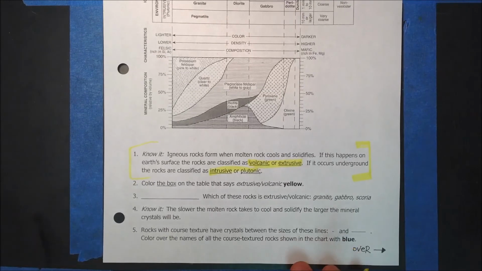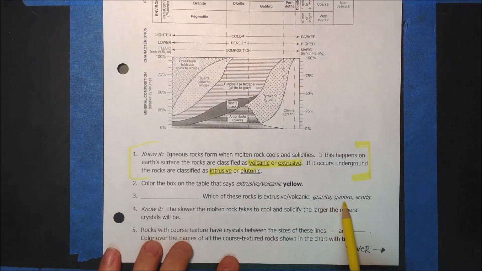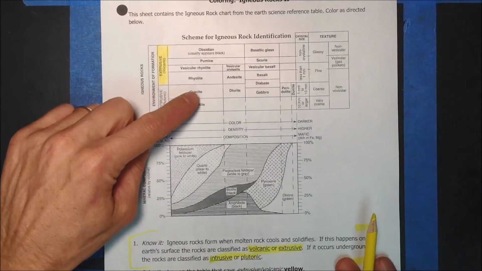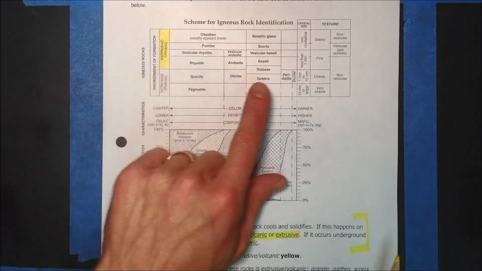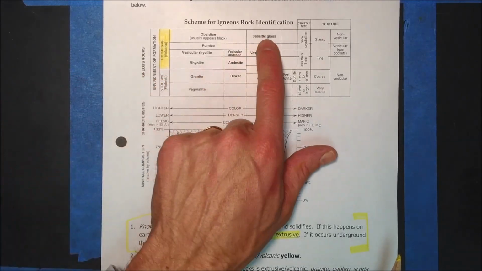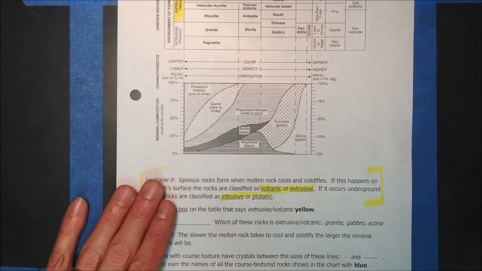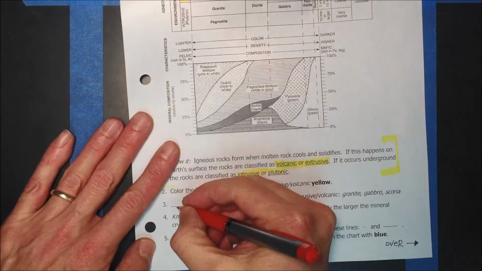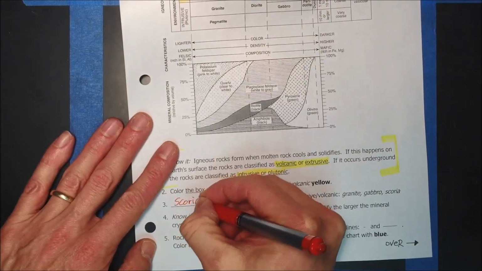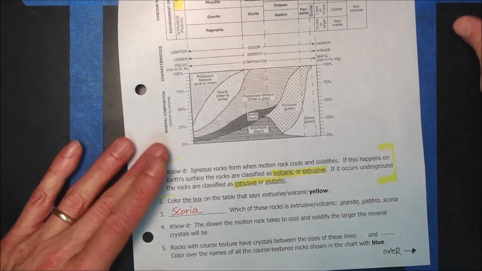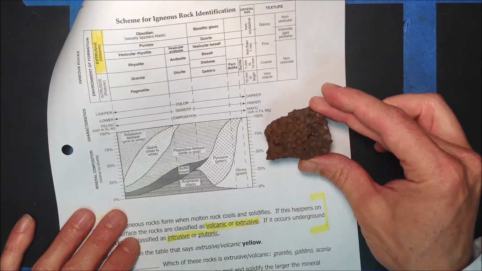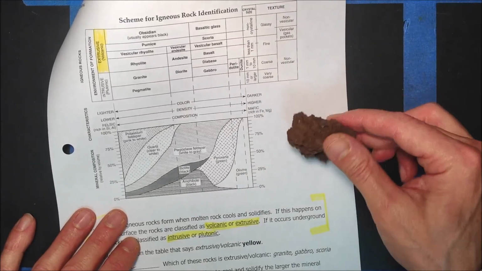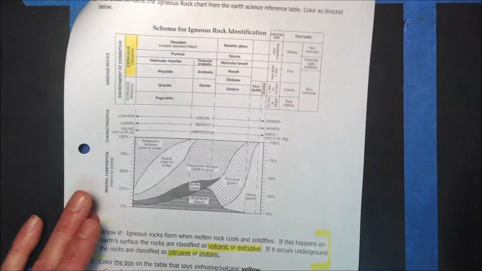3. Which of these rocks is extrusive or volcanic? This is based solely on the reference table. Granite, gabbro, scoria. So you can look here. Granite is actually an intrusive rock. The next one is gabbro, also intrusive rock. Scoria is here, extrusive. Answer to that one is going to be scoria. Here's an example of scoria right here, and I want to show you the real rocks. We'll talk more about this in the future, in just a little bit, actually, on the back side of this page.